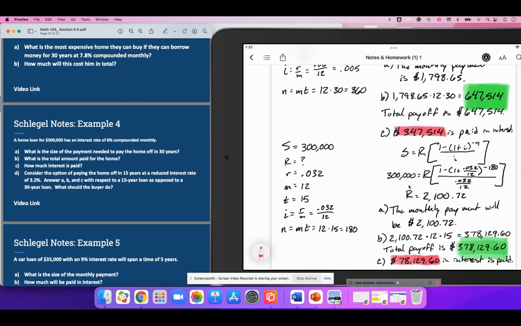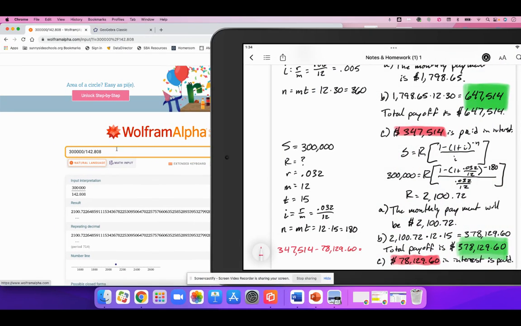Let's just run these numbers over here on the left side, everyone. I'll do this in red because it's kind of a big deal. So the difference in interest is $347,000. I'm going to keep making mistakes writing because I'm excited about this problem. $514 minus $78,129.60. It's a huge savings. Like, it's ridiculous.